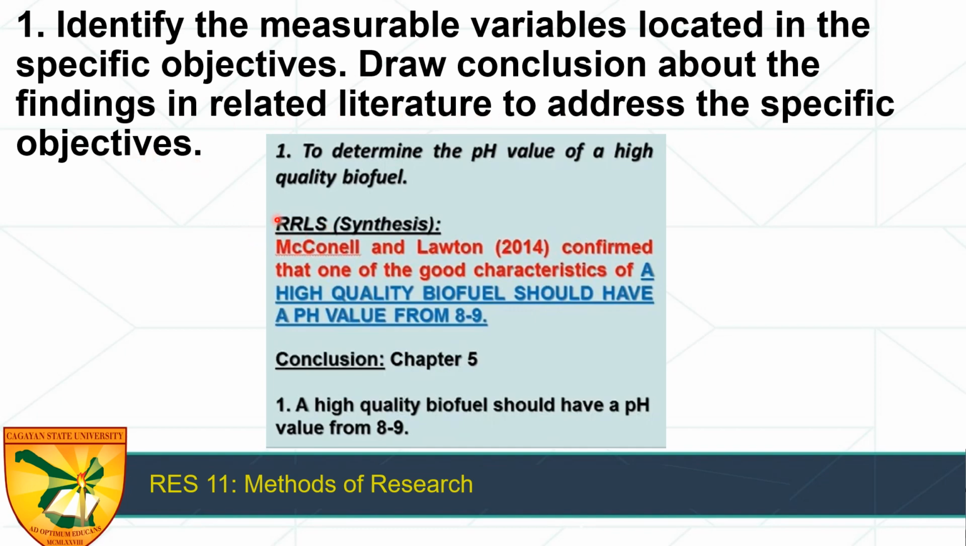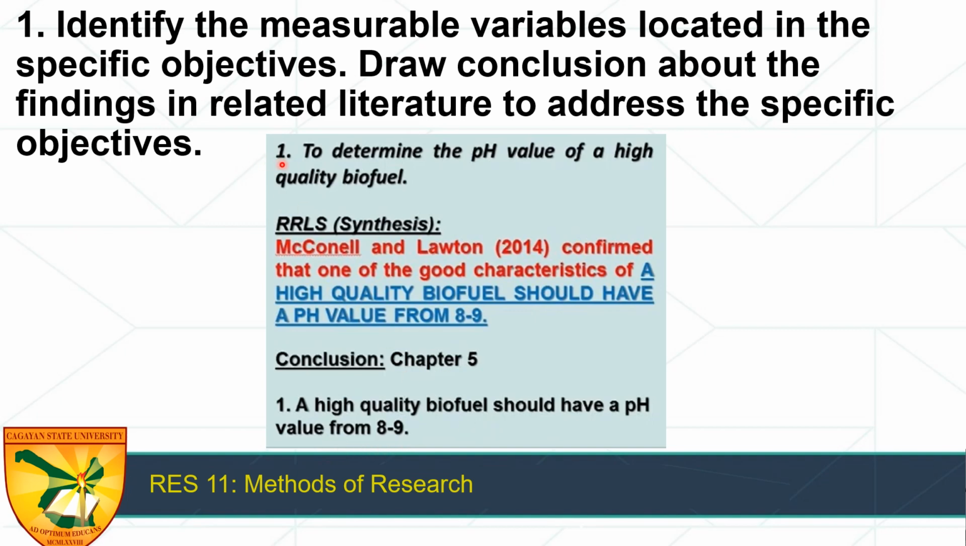For example, you have here your RRL, the one in red. McConnell and Lawton in 2014 confirmed that one of the good characteristics of a high-quality biofuel is a pH value from 8 to 9. That is from your RRL, and you can put it in your conclusion that a high-quality biofuel should have a pH value from 8 to 9.